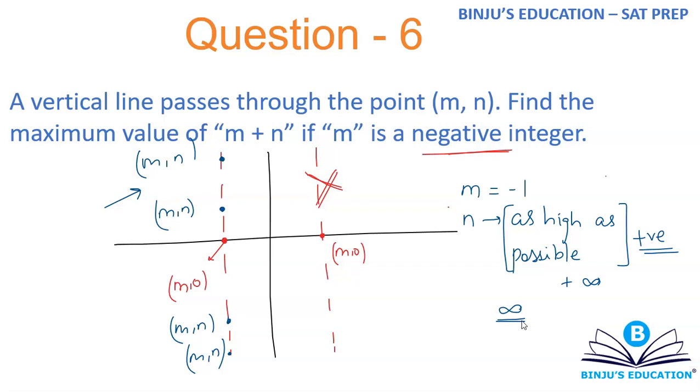It's a vertical line, so the x coordinate will not change. M is negative, x coordinate is negative, so the line has to be on the left of the y-axis, because on the right of y, x is always positive. Now you want to maximize m plus n, m being negative, so you will minimize the value of m, that is minus 1. Because you can go to higher negative values, minus 2, minus 3, minus 4 up to minus infinity also. But in that case, m plus n would not be maximum. So you want to minimize the value of m, which is negative 1.